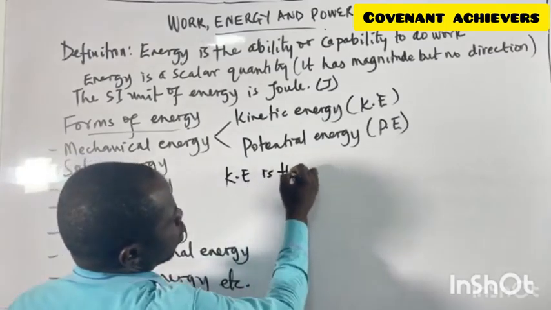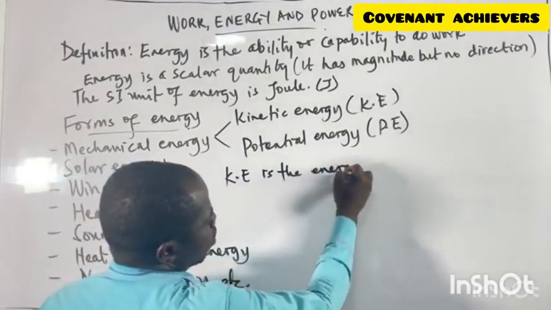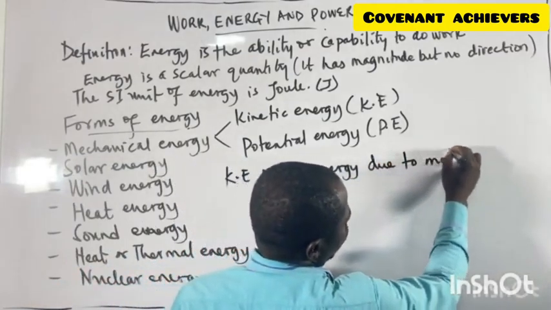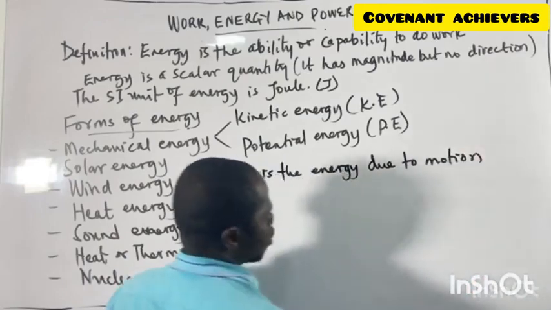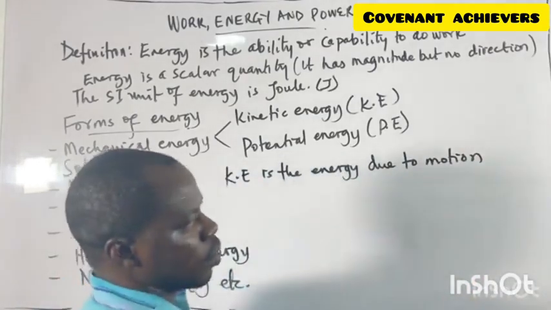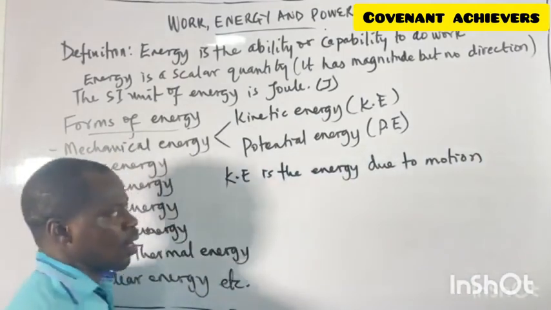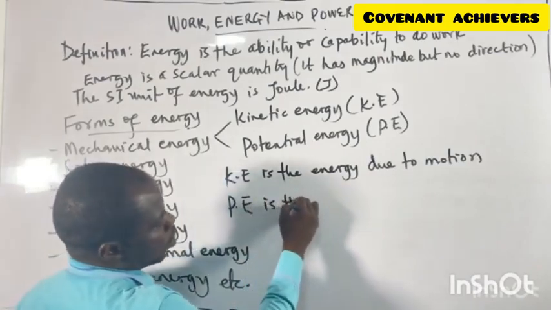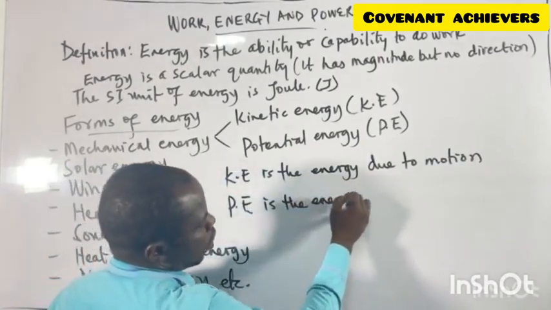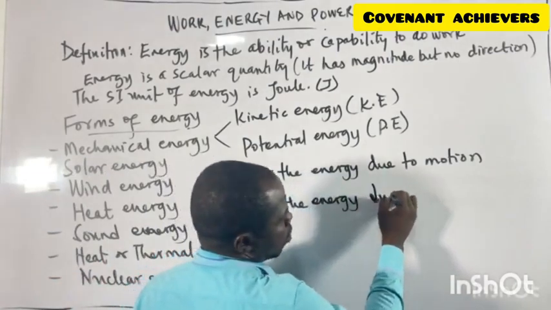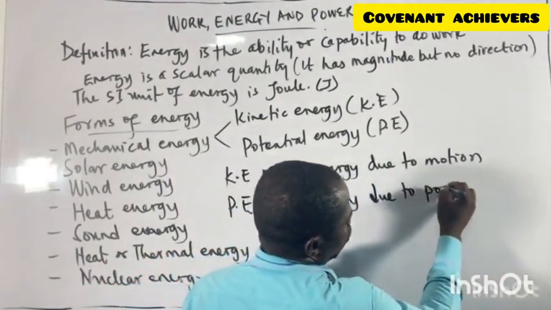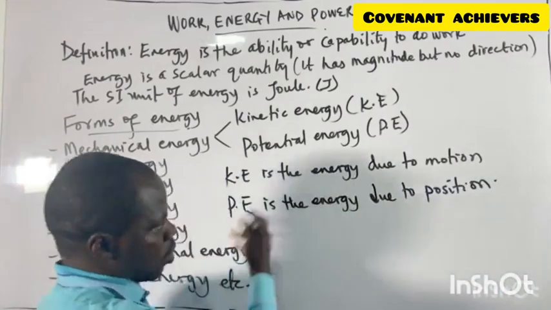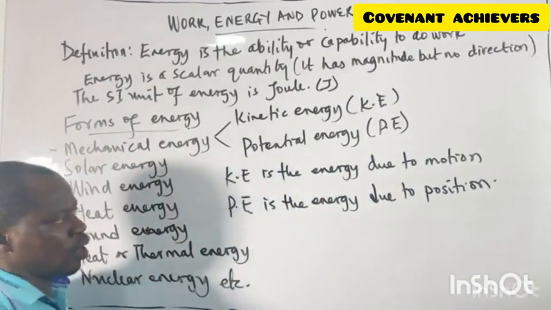So when you talk about kinetic energy, it is the energy due to motion. When an object is subjected to motion, we are talking about kinetic energy. While potential energy is the energy due to position. Energy due to position, and that is potential energy that we need to know.